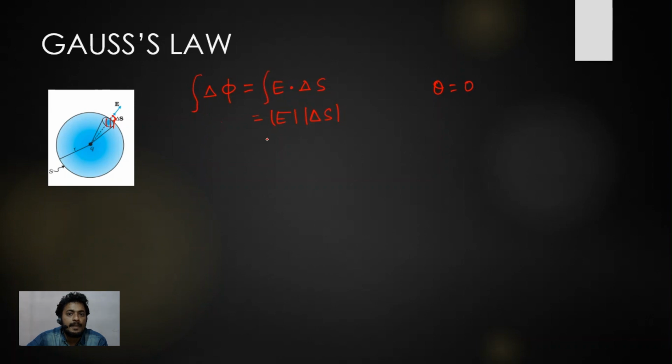You also know the electric field due to a point charge is Q by 4 pi epsilon distance square.